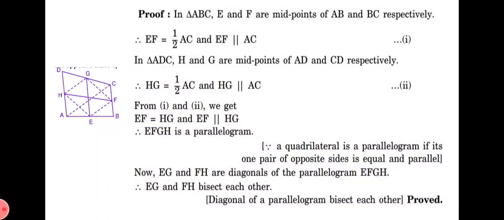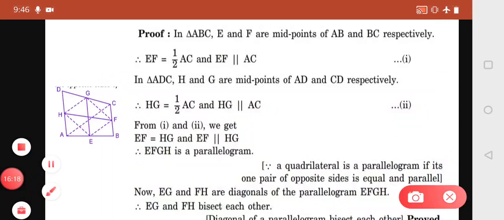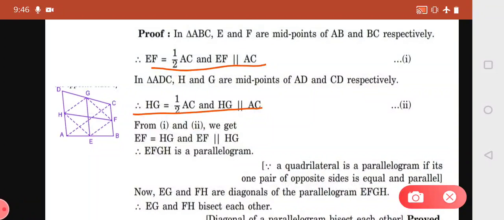Now from 1 and 2 we get, this is our 1 and this is our 2, EF is equal to half AC and HG is equal to half AC. Therefore EF equal to HG, and EF is parallel to AC and HG is parallel to AC. We get EF parallel to HG. Hence EFGH is a parallelogram. So we prove that EFGH is a parallelogram, since a quadrilateral is a parallelogram if one pair of its opposite sides is equal and parallel.